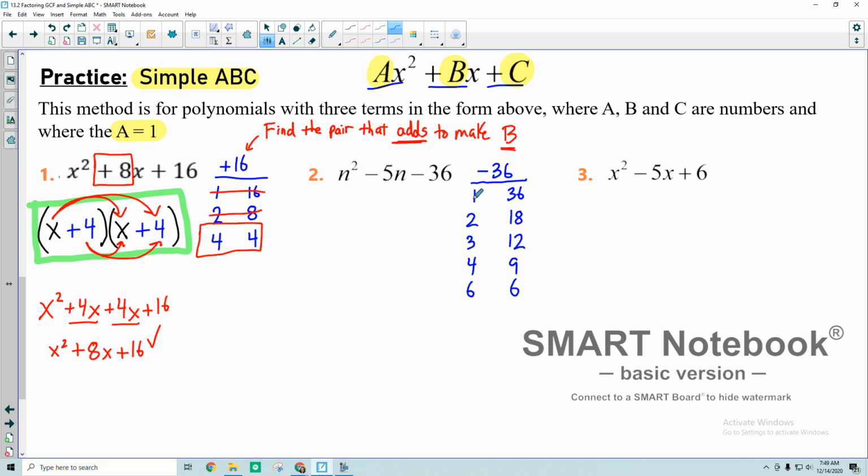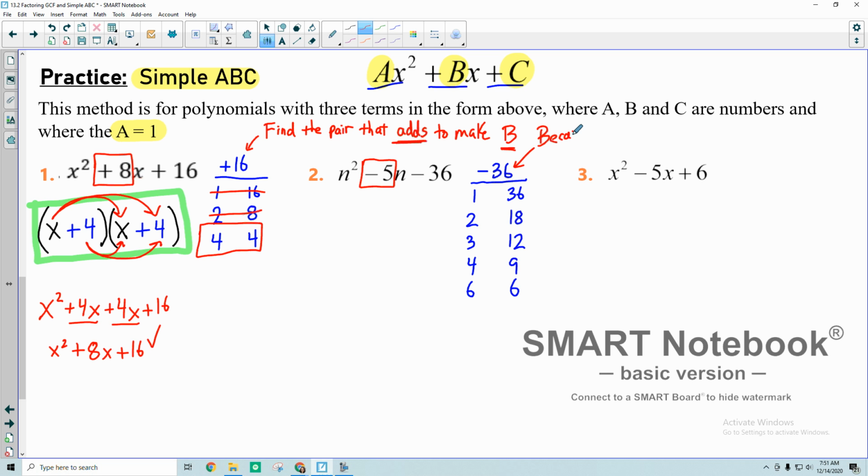Okay, so now that I found all of my pairs, we need to find the pairs that are going to add to make B. Again, remember that's what we're doing. We have to find which pair of numbers is going to add to make negative 5. Okay, in order to figure this out, we now have to think about that negative that's in front of this 36. So check this out so we can write this down.